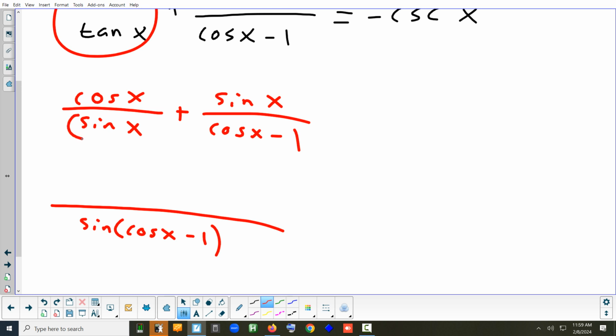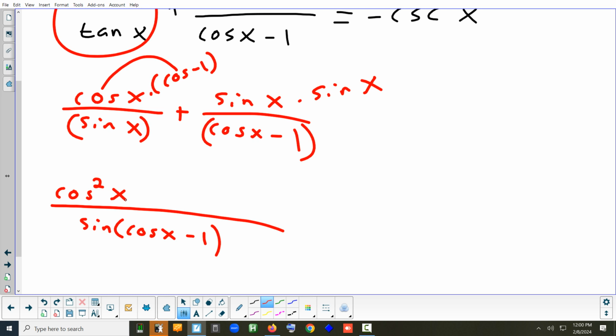What is this denominator missing to be the common denominator? It's missing the entire cosine minus 1. So let's multiply it by cosine minus 1. What is this denominator missing? Sine. That's missing the sine. So let's multiply by sine. Okay, that's going to give me, what's cosine times cosine? Cosine squared. All right, that's good.